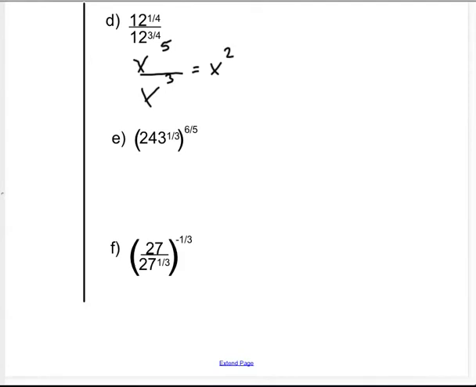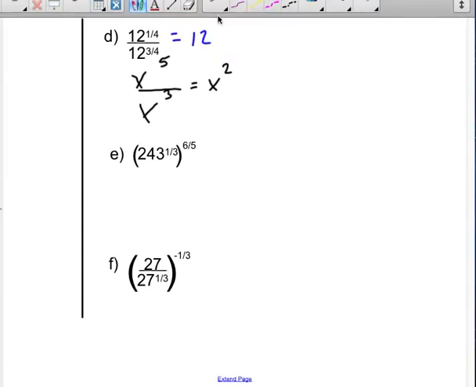All right, so think about if we had x to the 5th power over x to the 3rd power, what would we do with those exponents? We would subtract them. We're going to do the same thing with these powers. We will subtract them. So it's 12 to the 1/4 minus 3/4 power.